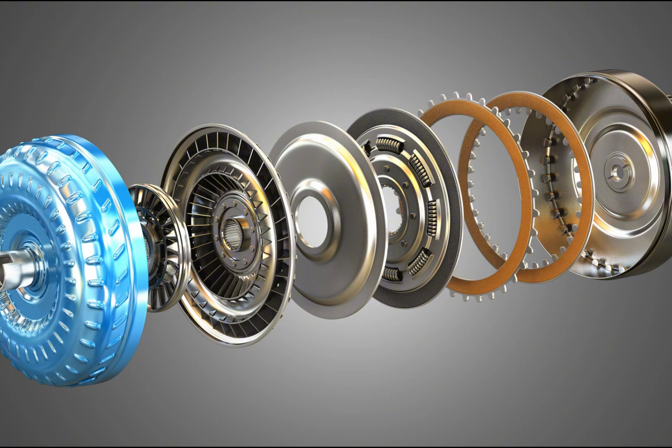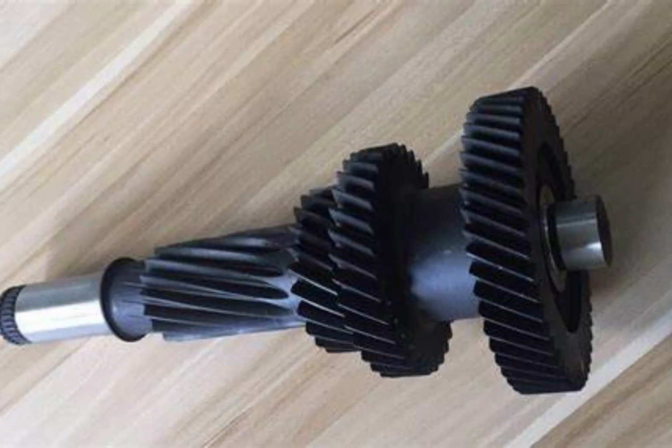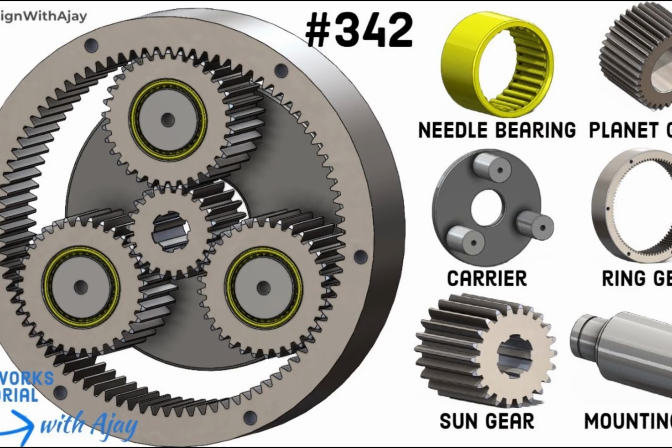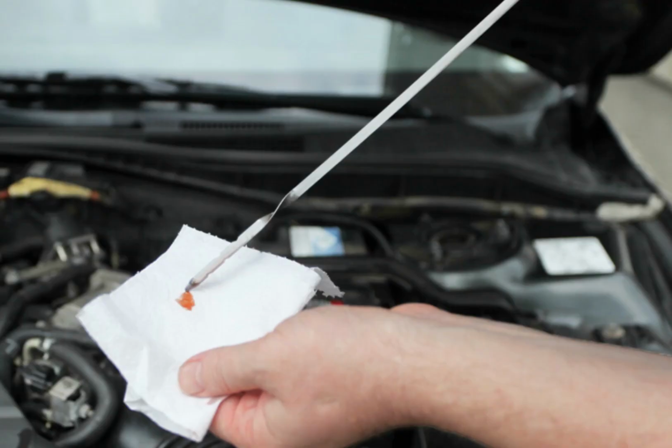Main components of a transmission. Clutch, manual: engages and disengages power flow. Torque converter, automatic: transfers power without a clutch. The gearbox adjusts torque and speed. Input shaft transfers engine power to gears. Output shaft sends adjusted power to the drivetrain. Synchromesh, manual: matches gear speeds for smooth shifting. Hydraulic system, automatic: controls gear shifts with fluid pressure.